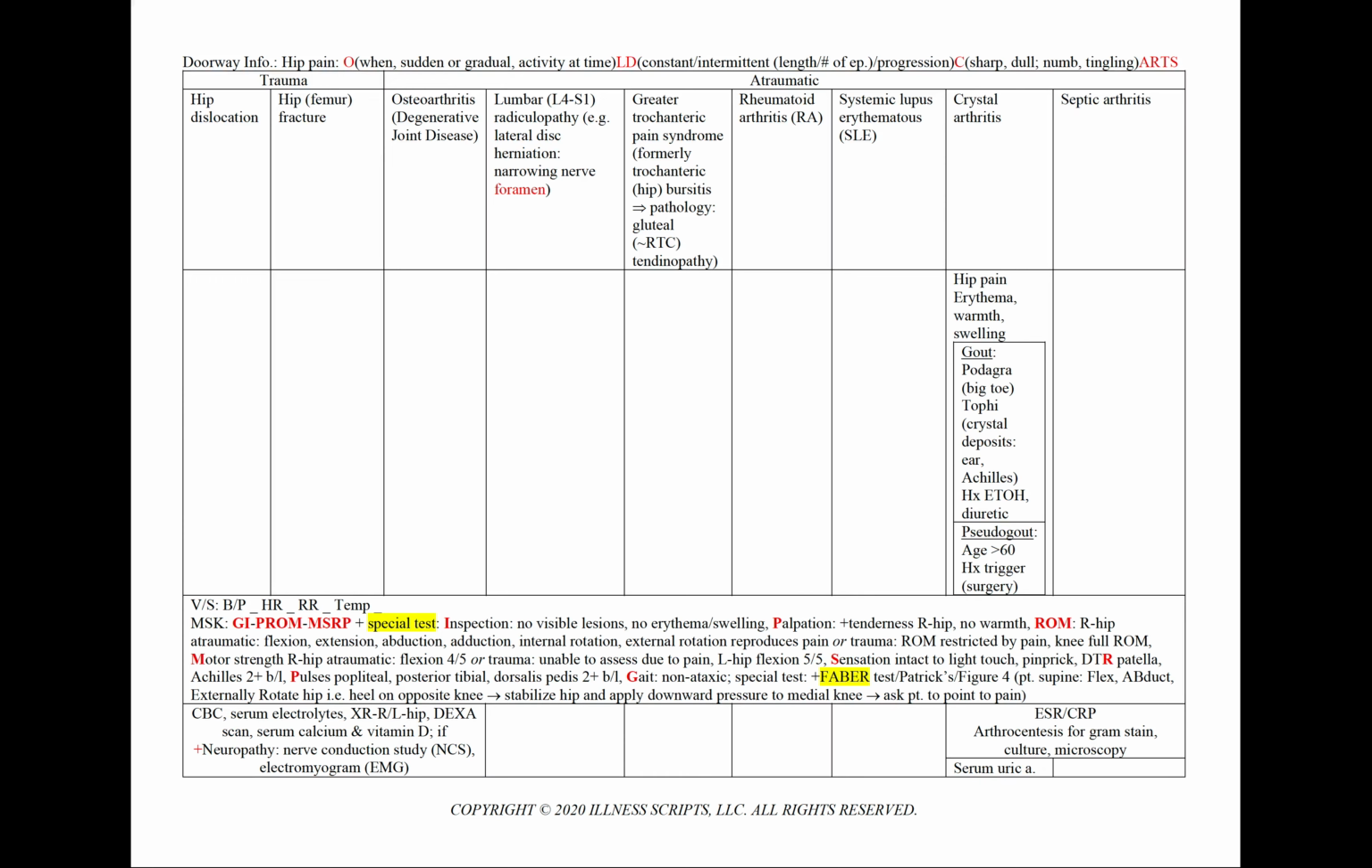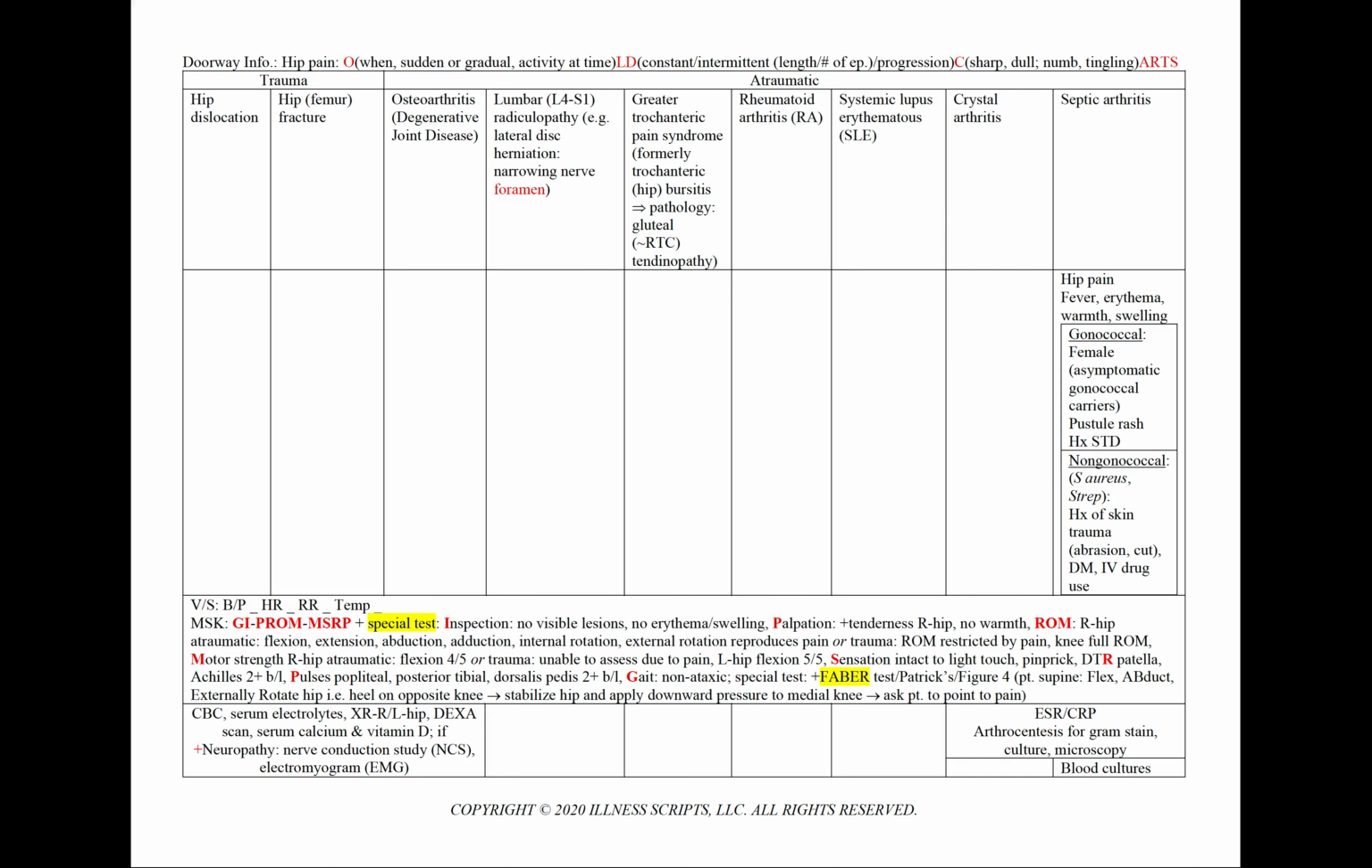In crystal arthritis, we'll see hip pain, and now in our inspection and palpation, we'll note erythema, warmth, and swelling. In gout, we'll find podagra, or pain at the big toe, and tophi, or crystal deposits, in the ear or behind the Achilles. We could also see a history of heavy alcohol use or diuretics. And pseudogout is found in an older patient group, and we can note a history of triggers such as surgeries or medical illnesses. We'll order ESR-CRP, arthrocentesis for gram stain, culture, and microscopy, and a serum uric acid level.